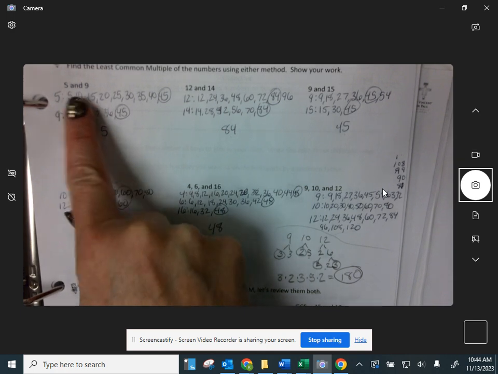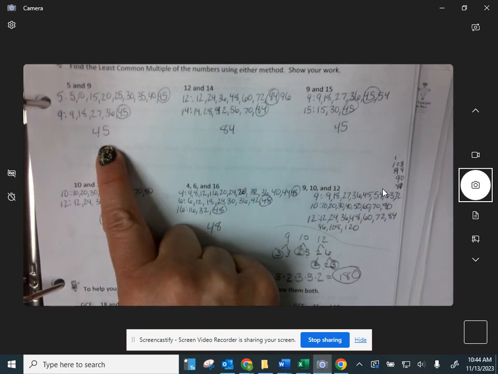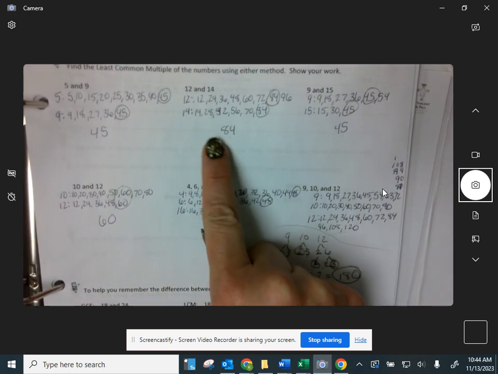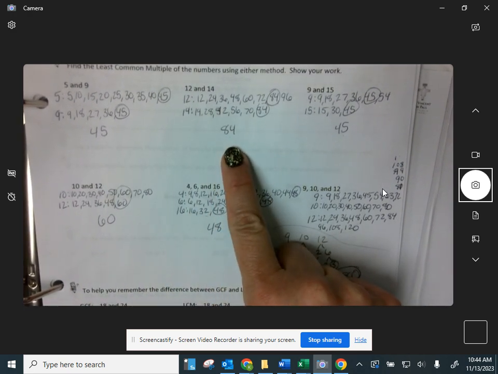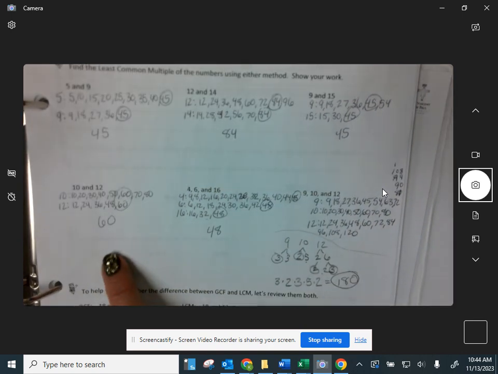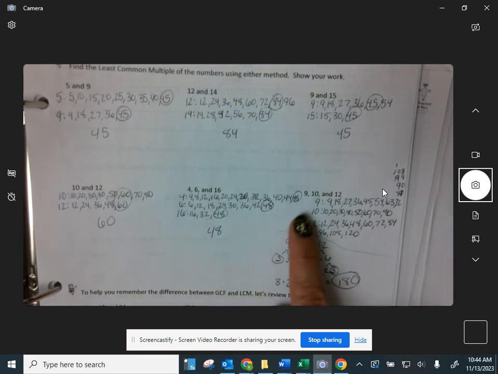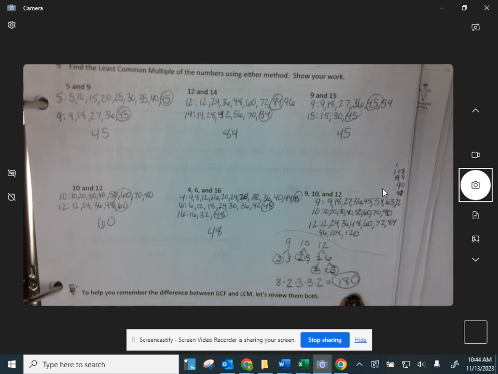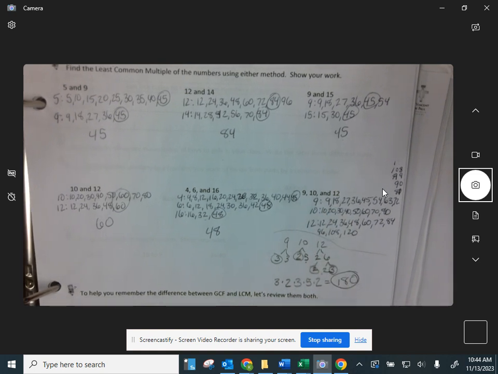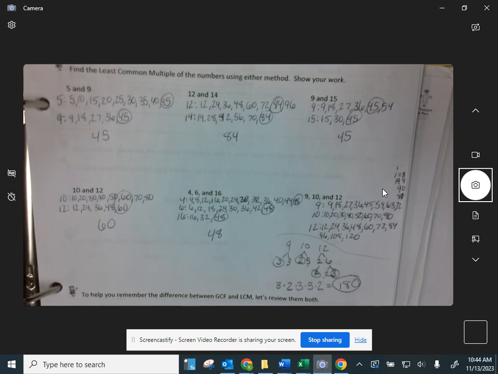So on the second page, the least common multiple of 5 and 9 is 45. 12 and 14 is 84. 9 and 15 is 45. 10 and 12 is 60. 4, 6, and 16 is 48. 9, 10, and 12 is 180. Any questions on any of those? Madison?